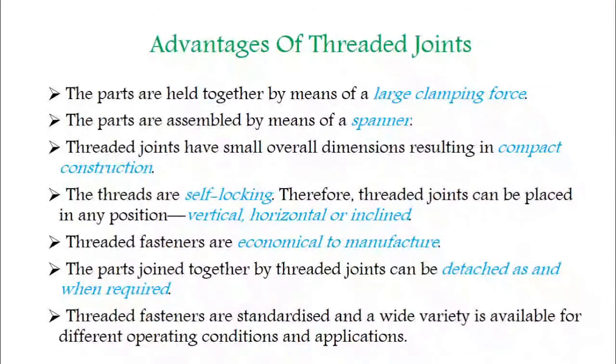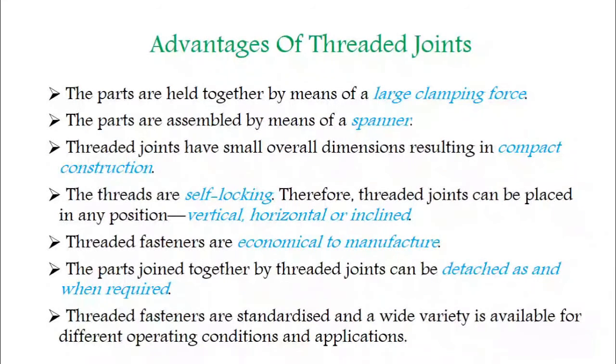The threaded parts are assembled by means of a spanner. Here, the length of the spanner is large compared with the radius of the thread. Therefore, the mechanical advantage is more and the force required to tighten the joint is small. The threaded joints have a small overall dimension resulting in compact construction.